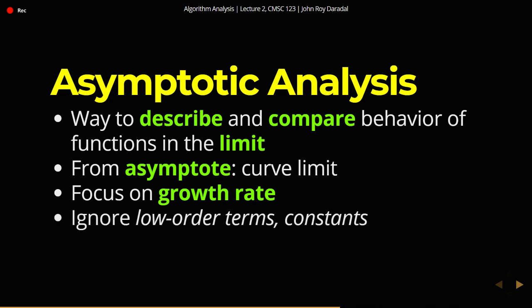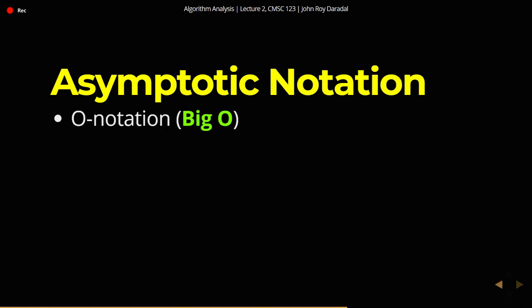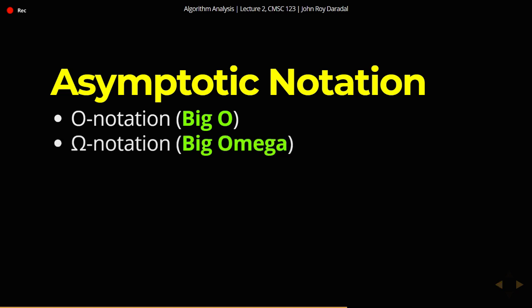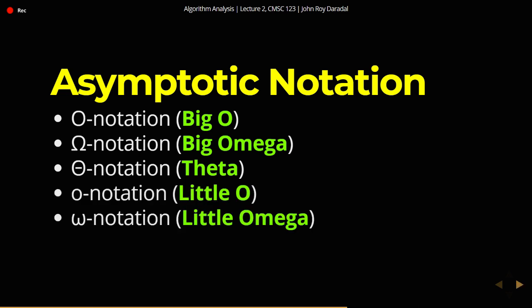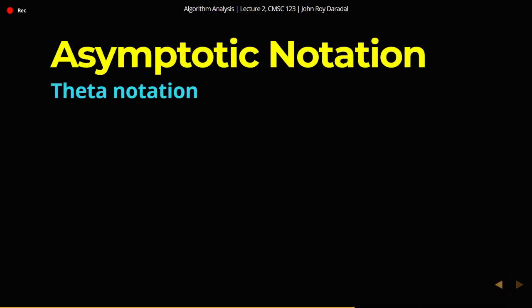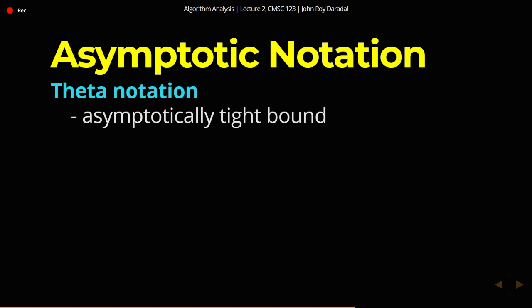Just like what we did with big O, right? We ignored the unnecessary details. We already know about the big O notation, but there are 4 other asymptotic notations, namely big omega, theta, little o, and little omega. We'll only briefly cover these 4 other asymptotic notations. For example, theta notation means the asymptotically tight bound. So this describes the average case.